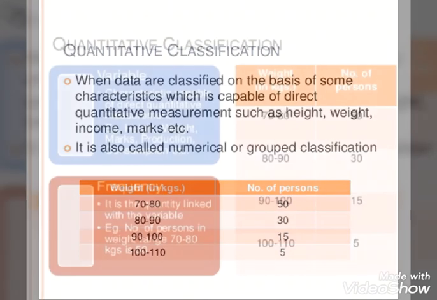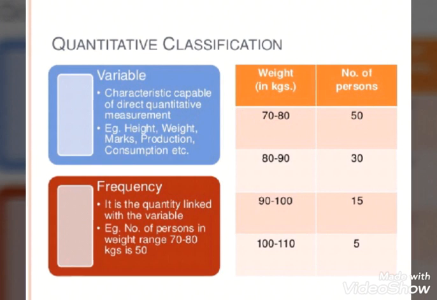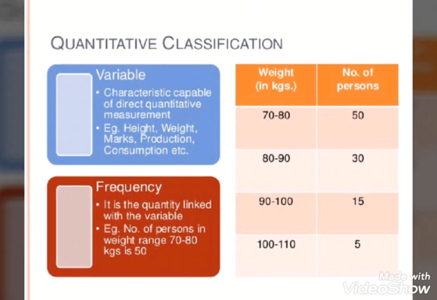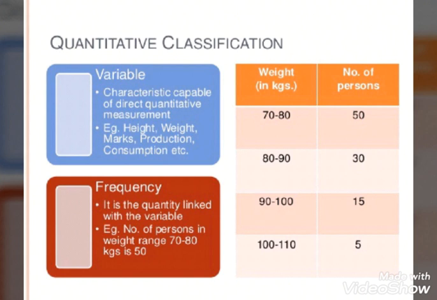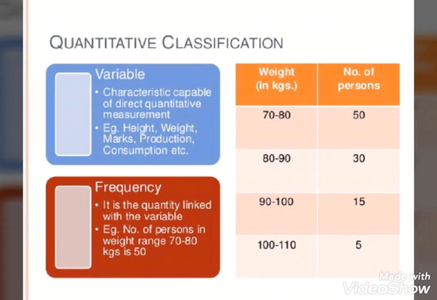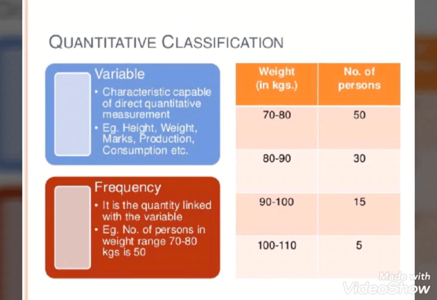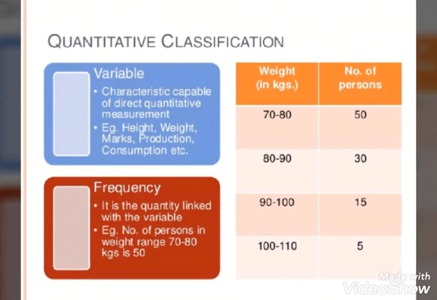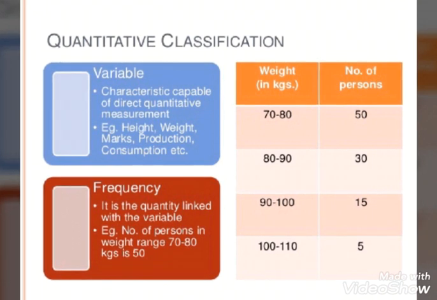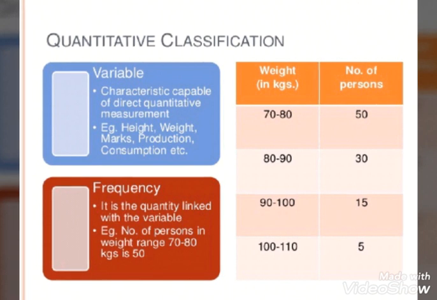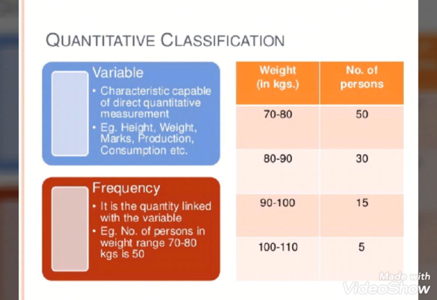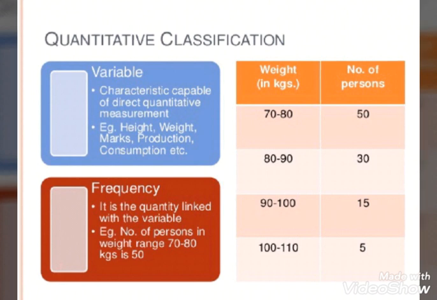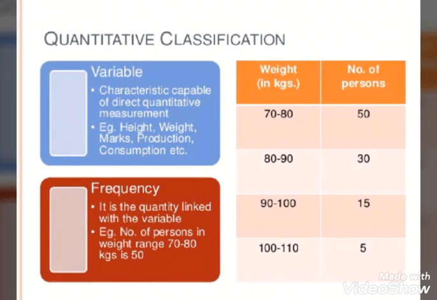Then we are seeing the quantitative classification. In quantitative classification, it is telling about variables and frequency. Variables are the terms you are using, like height and weight, and frequencies are the data samples you have collected. So characteristics capable of direct quantitative measurement, such as height, weight, marks, production, consumption, etc. And frequency is a quantity linked with the variable. For example, the number of persons in weight range 70 to 80 kgs is 50. I have already told you the variable is the term that you are using for presentation of your frequency, and your frequency is nothing but the data samples you have collected.